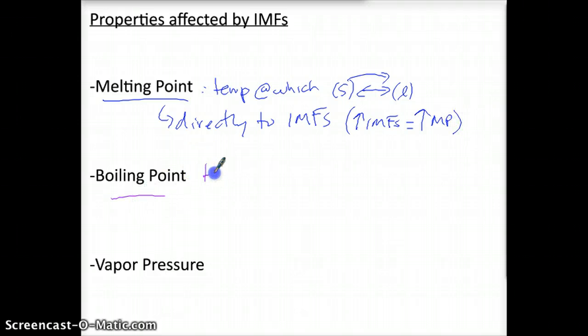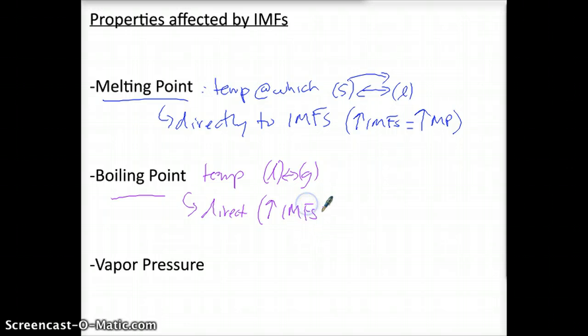Boiling point, it's the temp when you go from a liquid to a gas, or vice versa. And it's the same thing, direct relationship. Stronger IMFs means it's harder to separate the molecules, which means you have a higher boiling point. The last one we need to know is vapor pressure. So this is the pressure above a liquid. So here's a solution, here's the liquid. There's gas molecules floating around. The pressure of that gas, that's the vapor pressure.